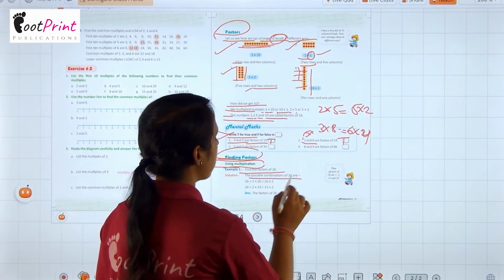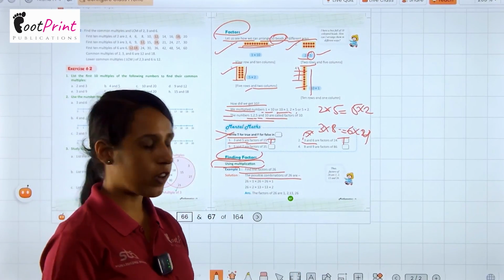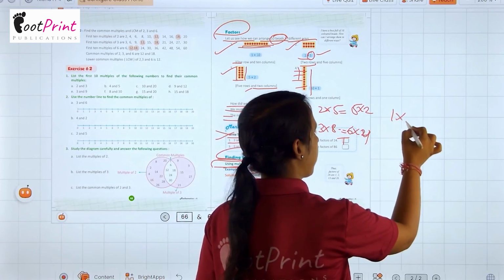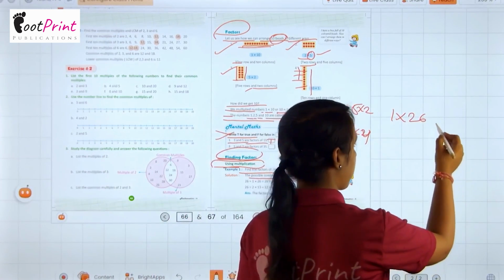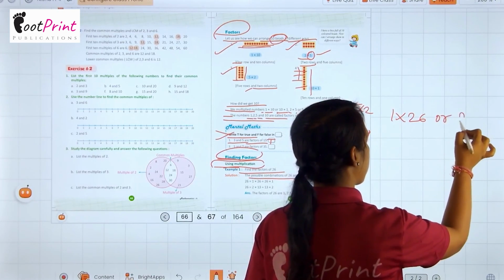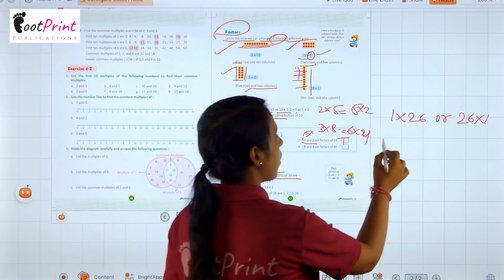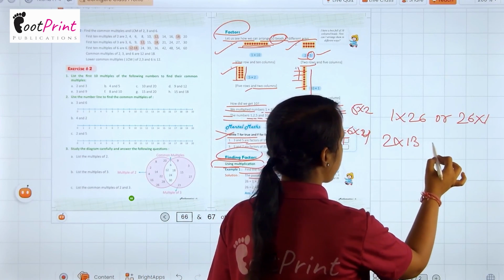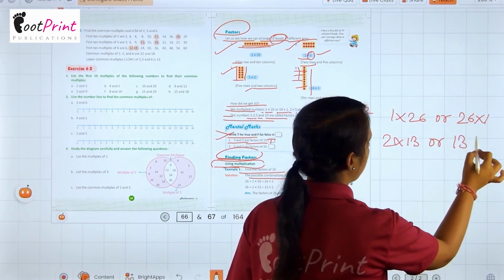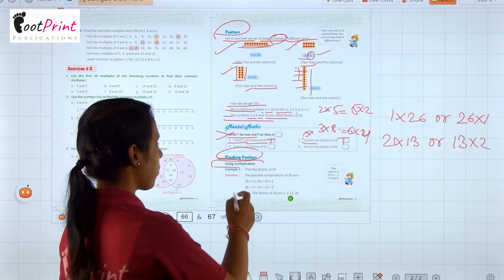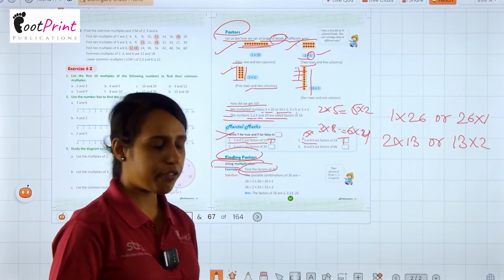तो possible जो combinations बनेंगे 26 के, that will be 1 multiply 26 is 26, just like that 26 into 1 is 26 also. Here 2 multiply 13 is 26, or we can say that 13 into 2 is 26. So in this question we have to find out the factors of 26.